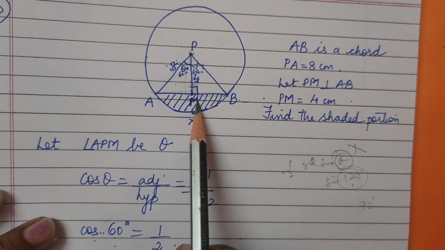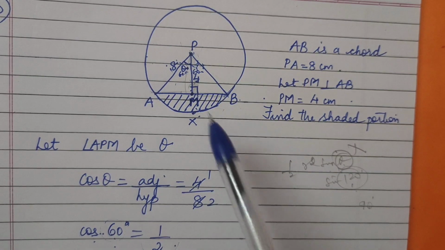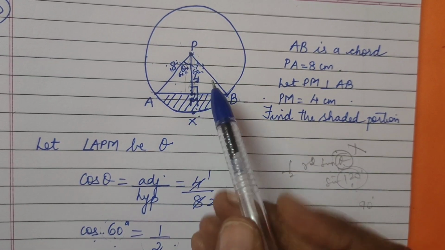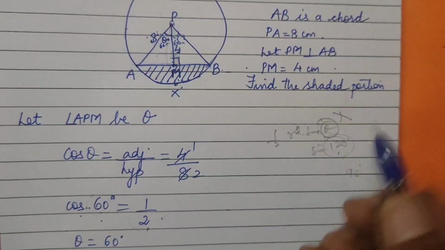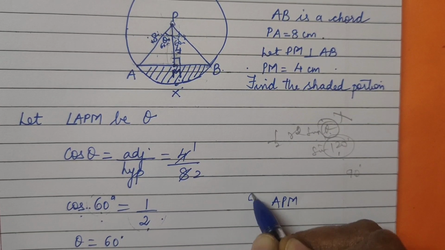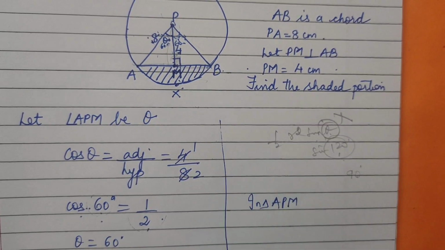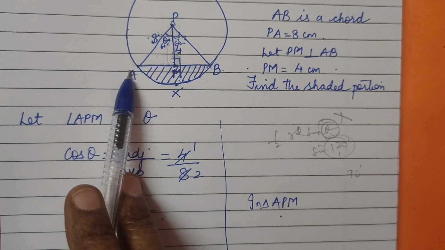But can we find the base? Yes. How are we going to find it? This is a right angled triangle, so already this 8 is given. See, look at this triangle. I am talking about triangle APM. Okay, here in triangle APM, which is the hypotenuse? AP is the hypotenuse.